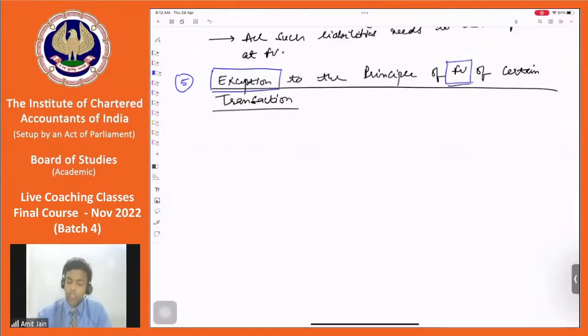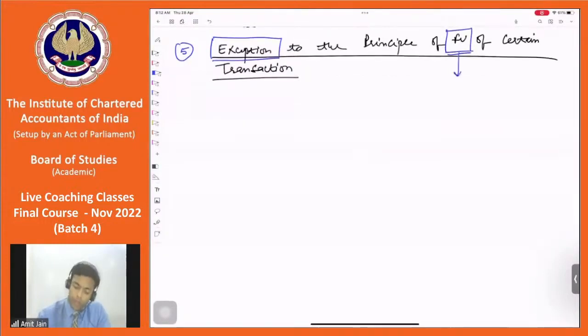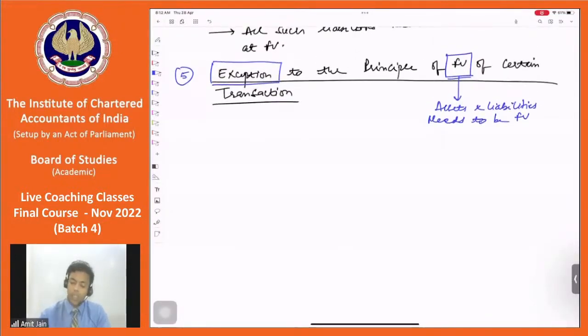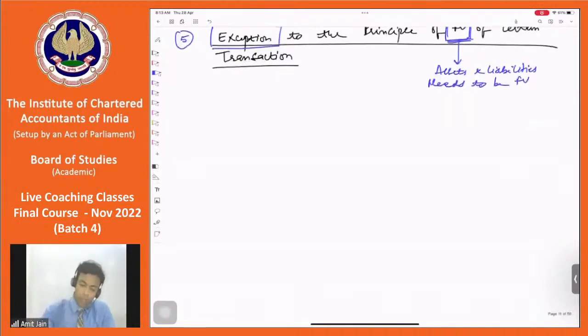We said assets and liabilities need to be fair valued. What is fair value meaning? Assets and liabilities need to be fair valued. So what is the exception? In the principle we are saying assets and liabilities need to be fair valued. What is the exception? That certain assets and liabilities are not supposed to be fair valued. Right? There may be certain exceptions as well. Okay, now let's talk about exceptions.